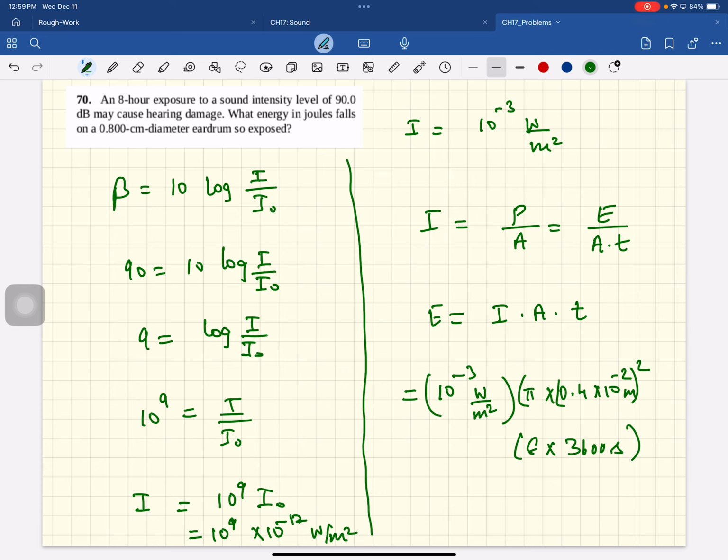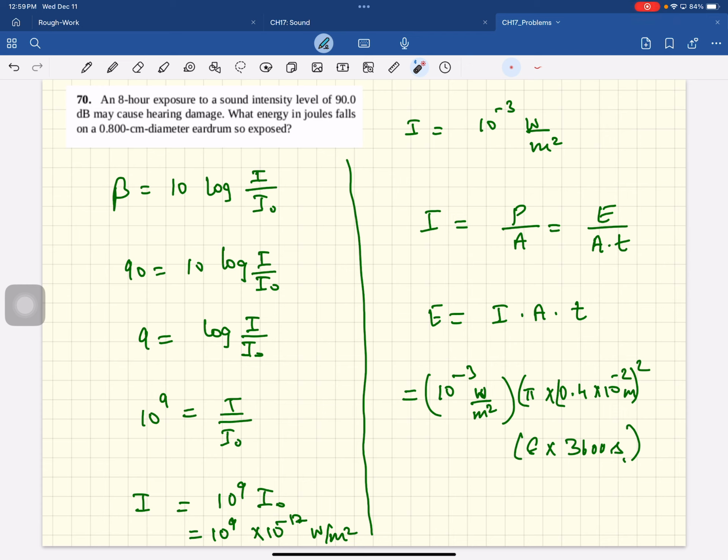So watts is joules per second. The second cancels. And there's a meter square which cancels with that. So this will work out in joules.